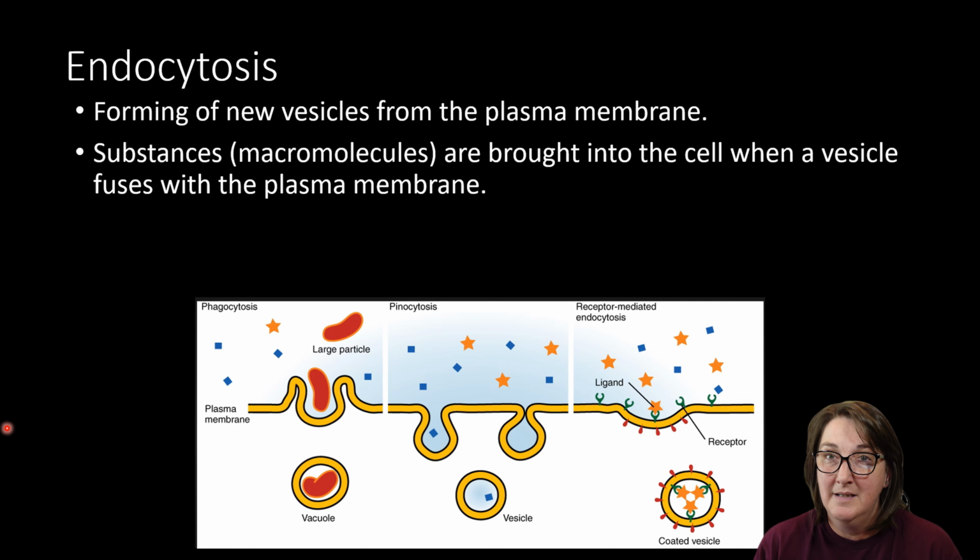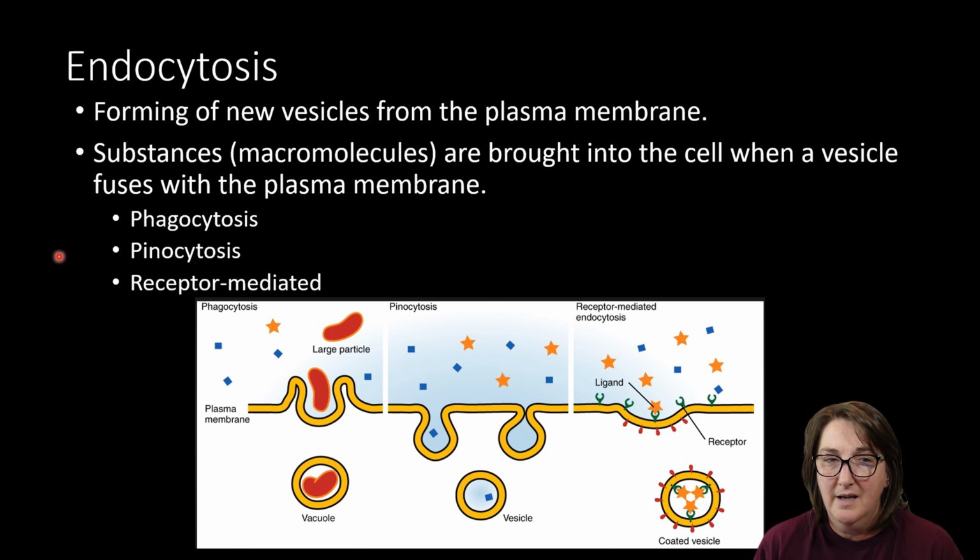I can take substances, usually macromolecules, and they're going to be brought into the cell, and that's going to be when the vesicle fuses with the plasma membrane. So we see this with phagocytosis, pinocytosis, and receptor mediated. So phagocytosis is when I get food, pino is going to be liquid, and receptors is when I'm only going to be very selective in what I can bring in.